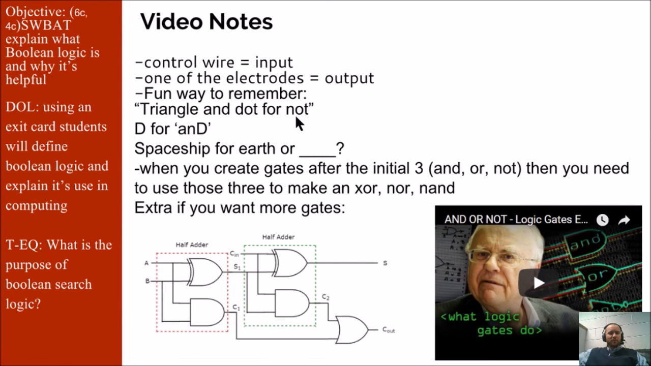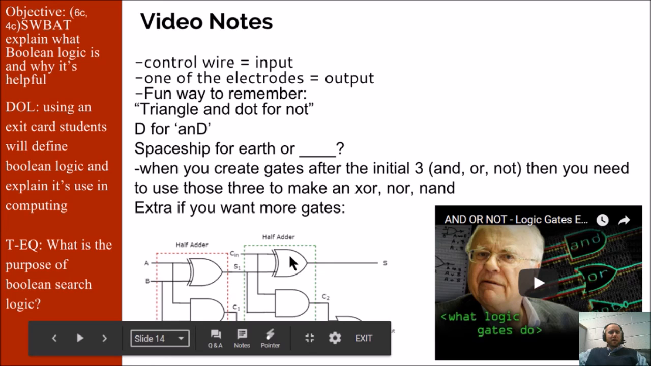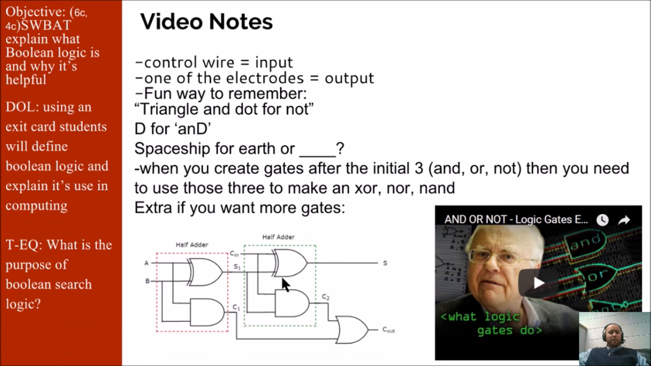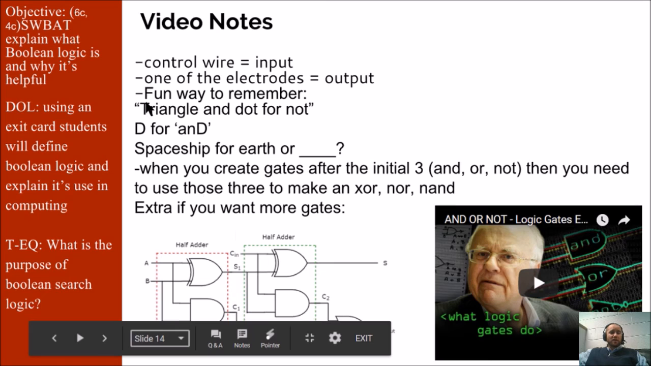I wrote down a couple notes for you, just like my big takeaways from the video. You have a control wire, which is essentially the input that a machine gets. One of the electrodes would be the output. A fun way to remember some of these diagrams is triangle and dot for NOT, the D for AND, the D in AND, and then spaceship for OR. Okay, I had a hard time finding a witty way to remember this little spaceship symbol, meaning the OR gate. But essentially, these three are good ways for you to try to memorize what those diagrams are.